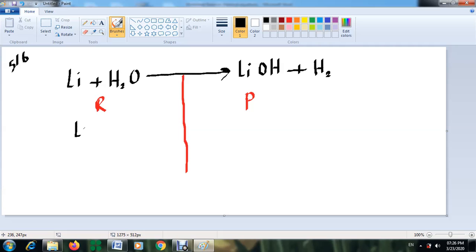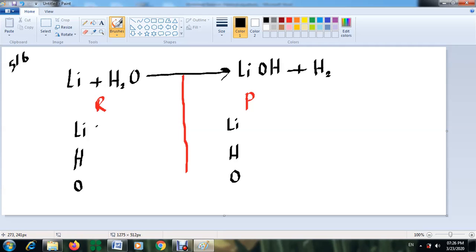In reactants you have lithium, also you have hydrogen, you have also oxygen. And the other side, after the arrow, the product, they are lithium also, hydrogen, and oxygen.